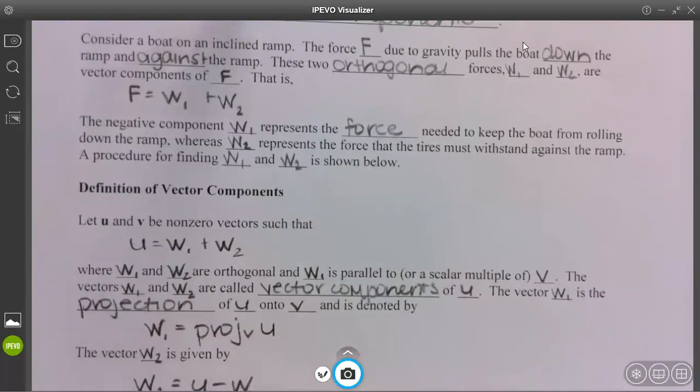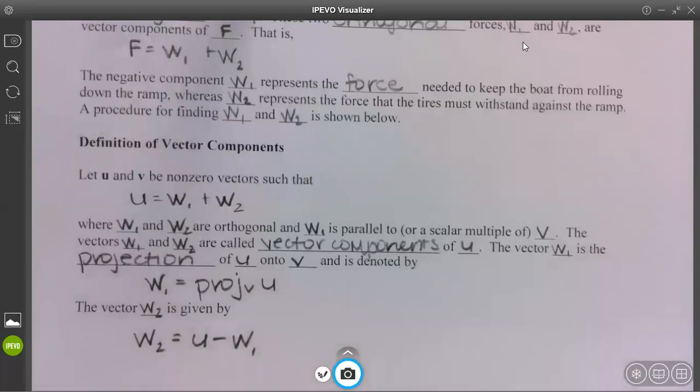So give you a minute to finish that up. Again, we're almost done, guys. Sorry, W2 equals U minus W1.